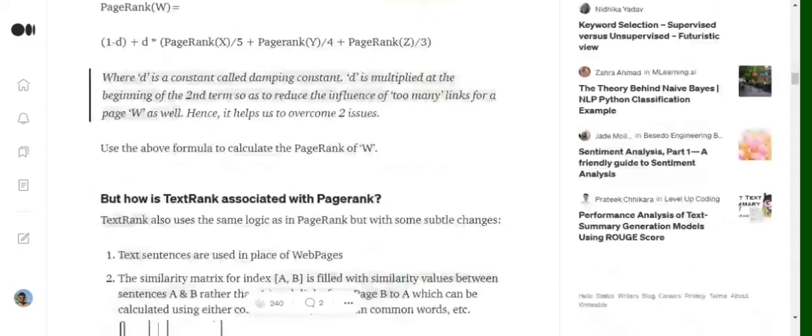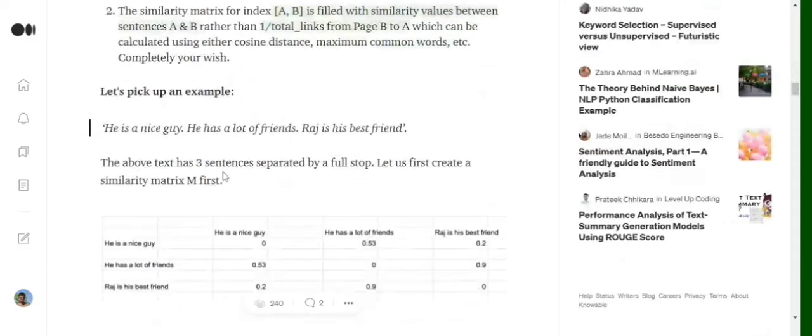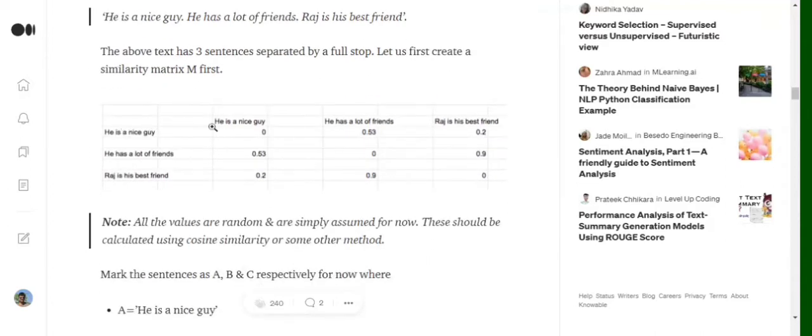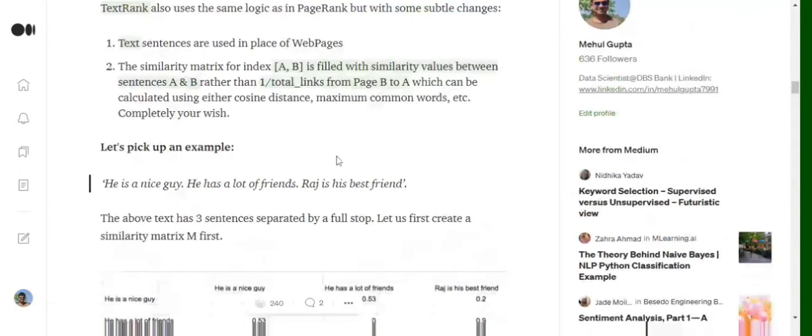So for example, let's take up some example and try summarizing that. So we have taken a sample text, that is, he is a nice guy, he has a lot of friends, Raj is his best friend. Now in this particular text, we have got three sentences. So we have formed a similar grid as we saw earlier in case of PageRank. He is a nice guy, he has a lot of friends, Raj is his best friend, similarly here. Now between every pair of sentences, we'll be calculating a distance metric or a similarity metric.